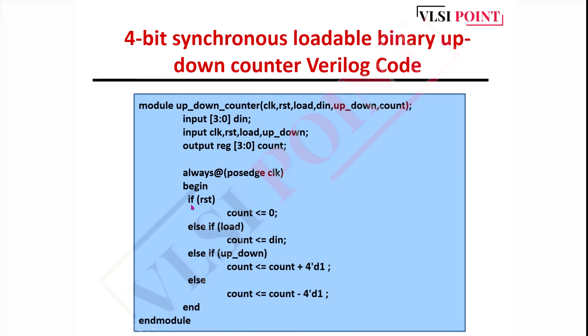So here I have written if reset. If the reset signal is high, then we need to assign 0 to this count. Else if the load signal is high, at that time this DIN value will be loaded to this output count. If this up_down signal is high, it will perform up counting, and if it is low, then it will perform down counting. So here I have written if up_down, then count equals count plus 1, else count equals count minus 1, and then endmodule. So in this manner you can write the Verilog code for the up-down counter.